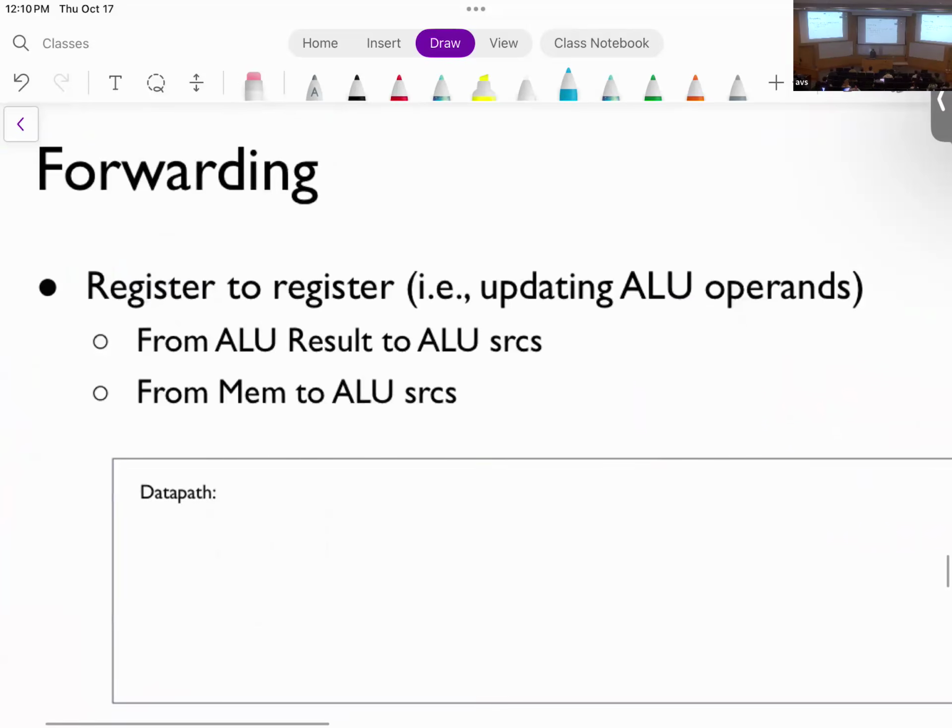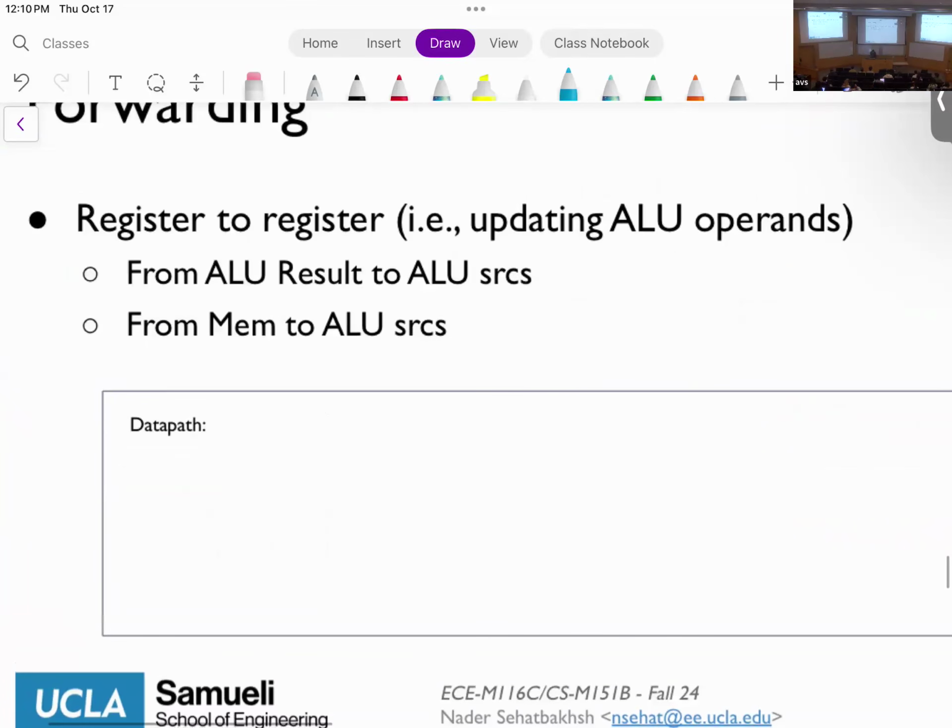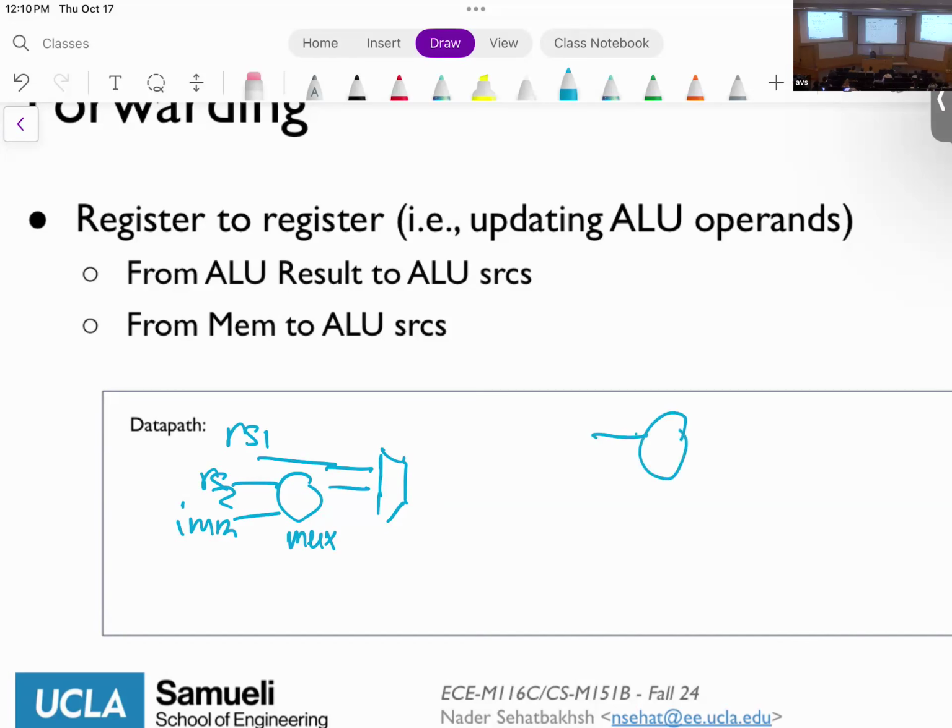So as I said, the design of the data path would effectively be, if this was originally my ALU with a mux here that takes RS2 or immediate, and this was my RS1. Now what I need is a new mux that takes this old value, but also takes 2 new values. This one is coming from the mem stage, and this one is coming from the write back stage. And now I need a new control signal.